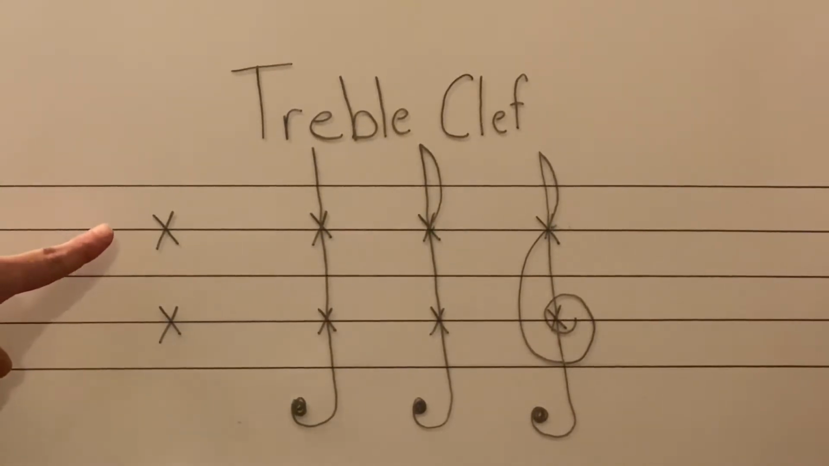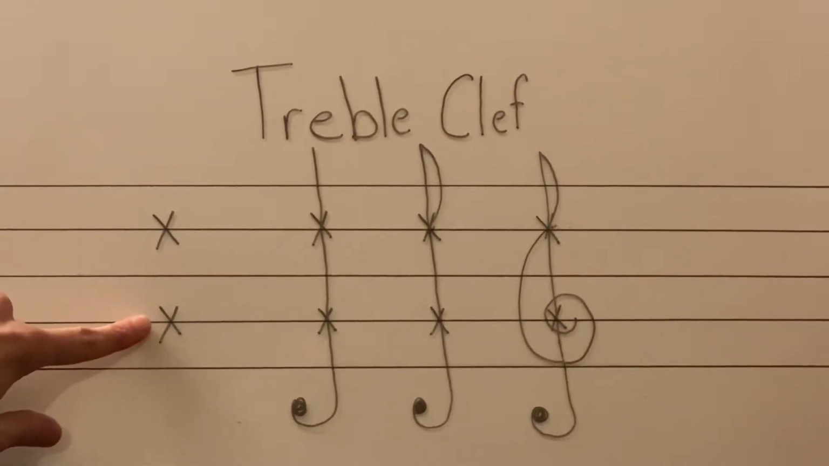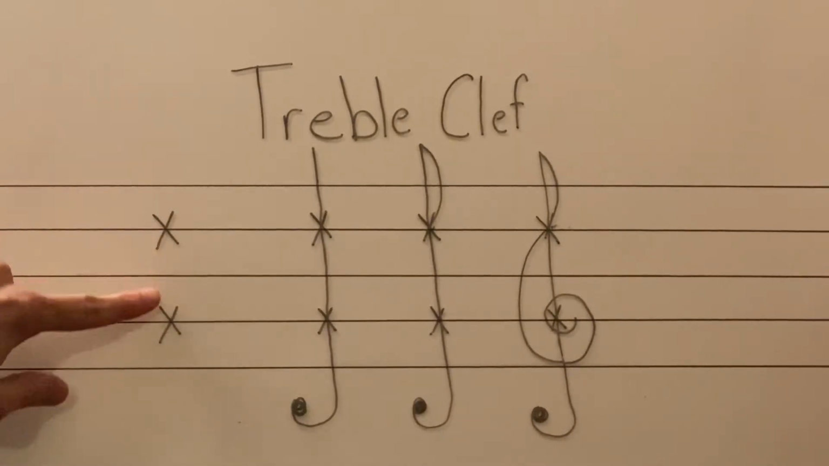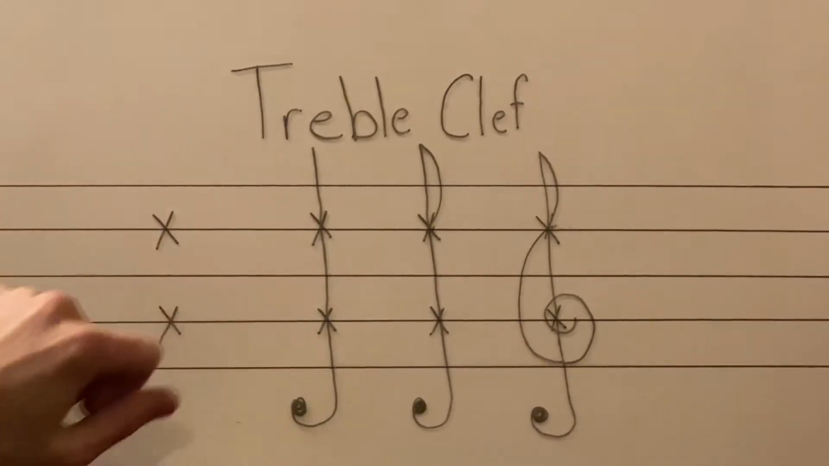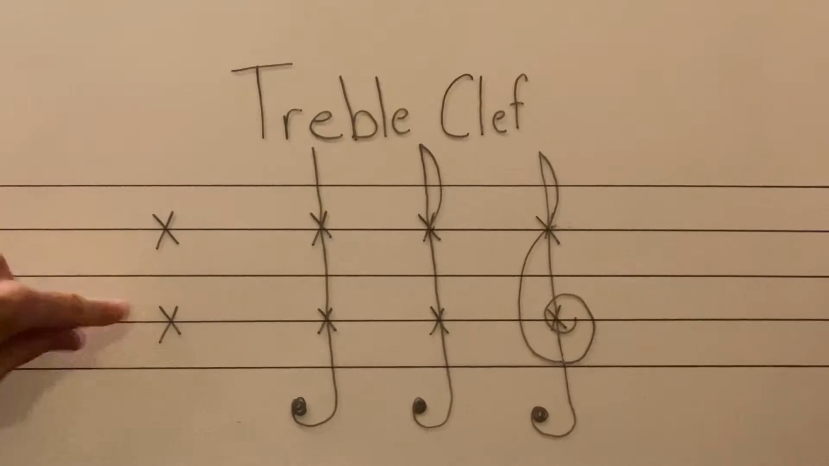First, I want you to draw 2 X's. You're going to draw 1 X on the second line from the bottom, and then another one on the 4th line. Now, if you notice, my 2 X's line up right on top of each other because I'm going to draw a line through them in a minute. And you want to make sure that they are not too big, but they're on the right lines.